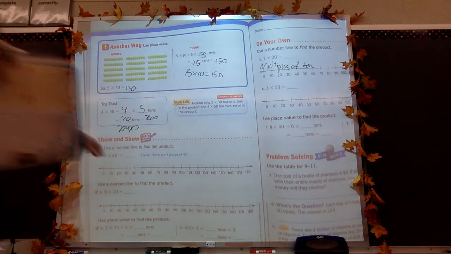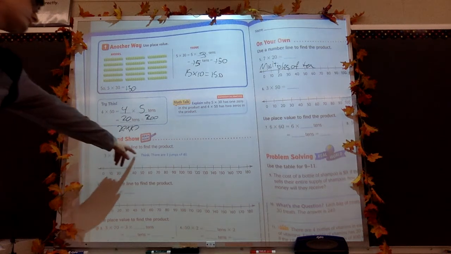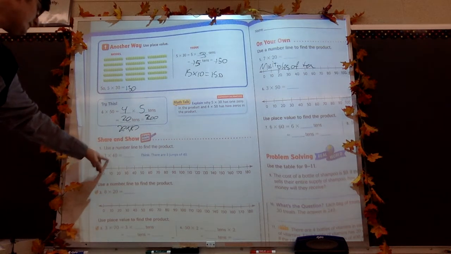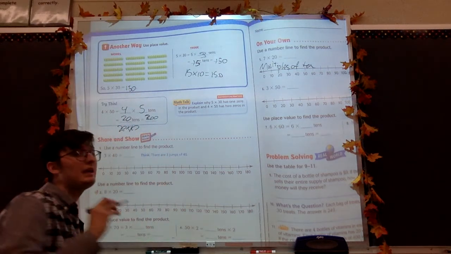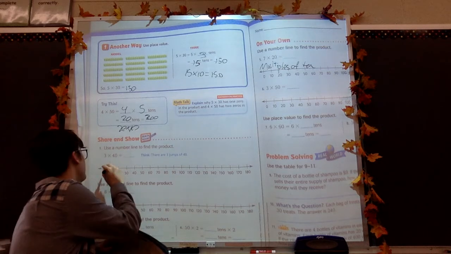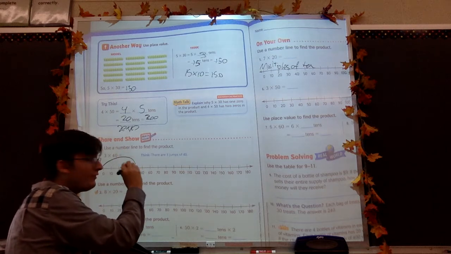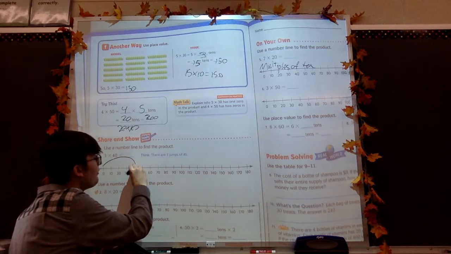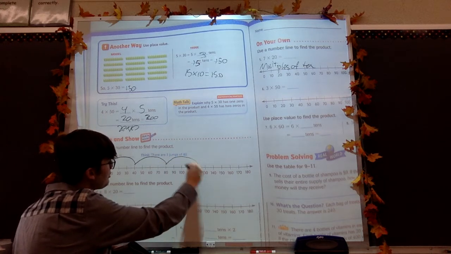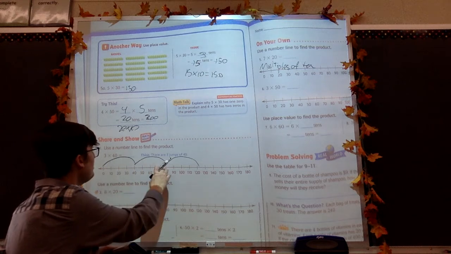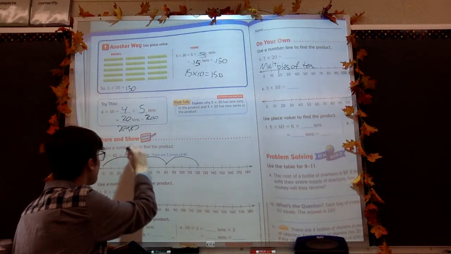Moving down even further to question number 1, use the number line to find the product. 3 times 40. So using the number line again, we start at 0 and we count by 40s 3 times. So starting at 0, jump all the way to 40, and then we add 40 to 40, since we're skip counting by 40s. 40 plus 40 is 80. 80 plus 40 is 120. So 1, 2, 3. 3 times 40 is 120.